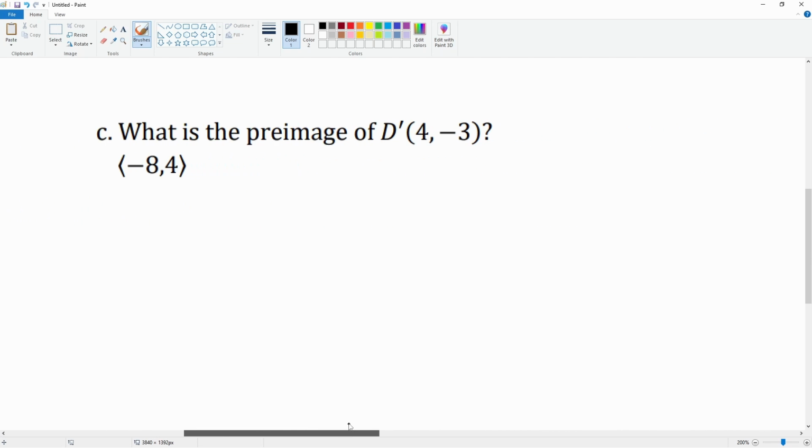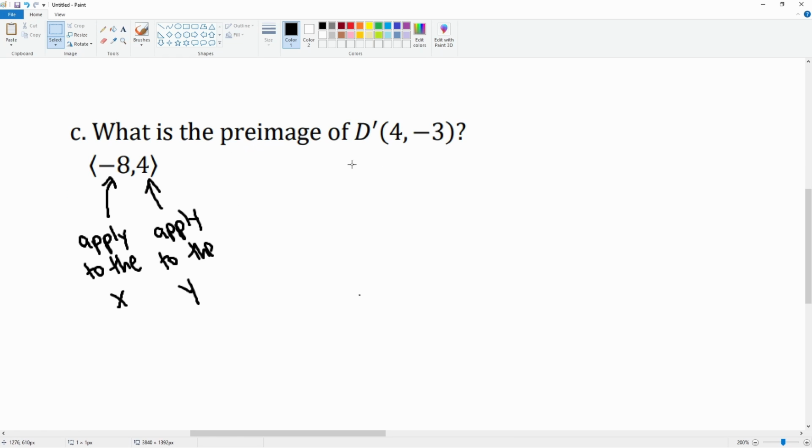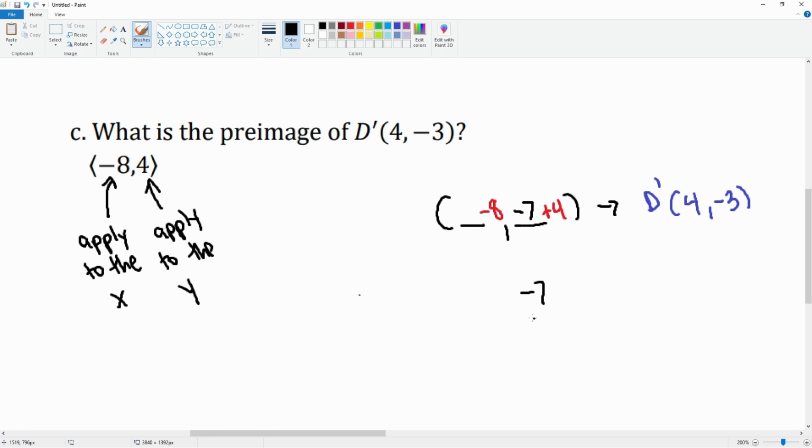All right, we have question D. Again, it asks for the pre-image. So this point D prime that you have is actually the new image. It's 4 comma -3. Some stuff happened to some points that included a -8 to the x and a +4 to the y. So you have to just think about some values. For this one it is -7. -7 plus 4 is -3.